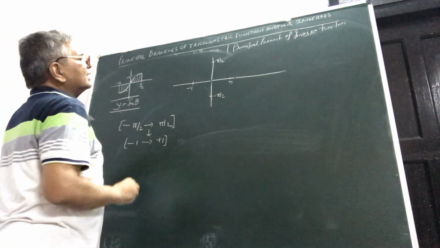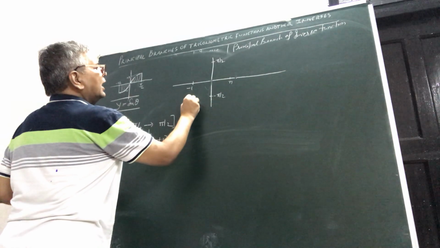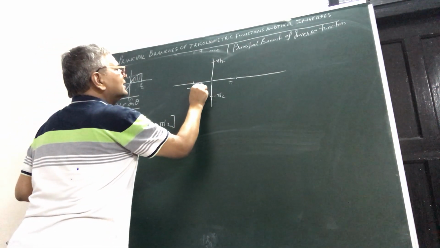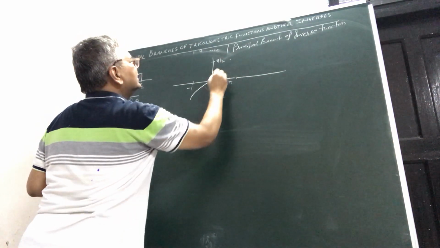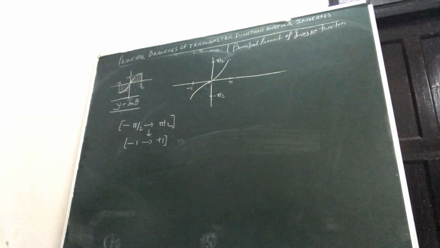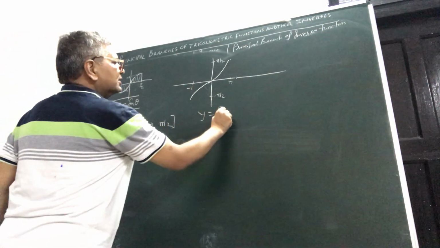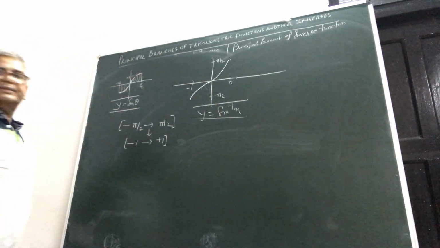At minus 1 the value is minus pi by 2. So you will start from here and then go gradually like this, and it is 0. And then at 1 you have to reach this particular point. So this will be the graph of y is equal to sine inverse x function.